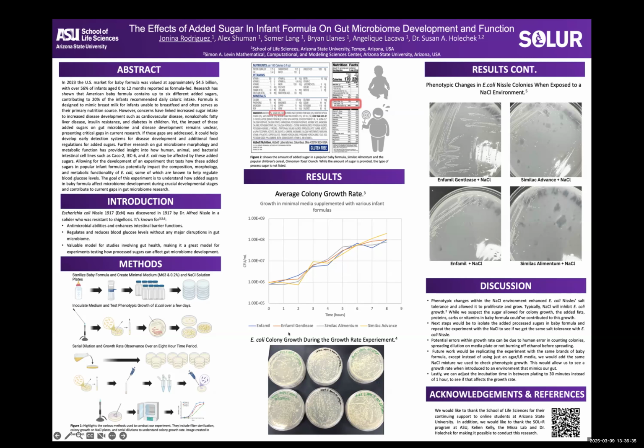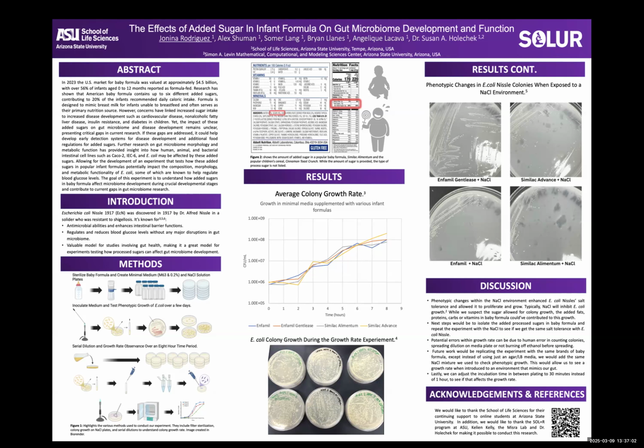So as you can see, they all started very, very similar. And then over the 8-hour, 9-hour time period, it increased very, very rapidly. So what we think is that the processed sugars are aiding in the overproliferation of these E. coli cells, which technically they're beneficial bacteria because they help with glucose regulation.